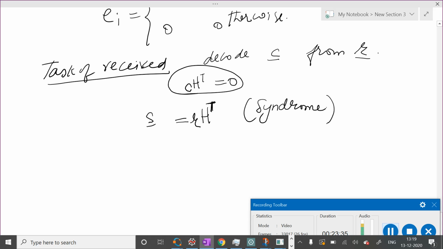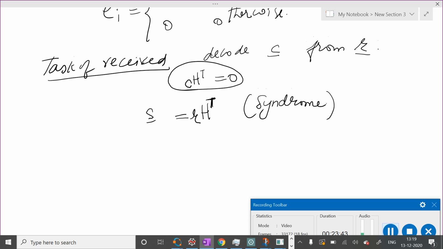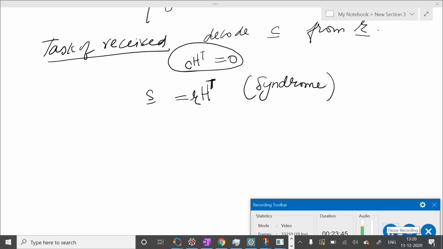There is some reason behind it. It was used in some DNA, RNA sequence encoding, and hence it is given the name syndrome. It's a very important vector. It tells us a lot of things about the error. It has some very trivial properties. So let's see the properties of the syndrome vector.